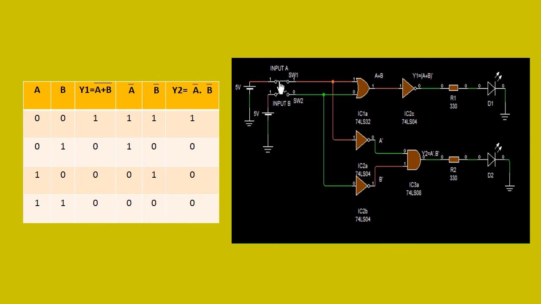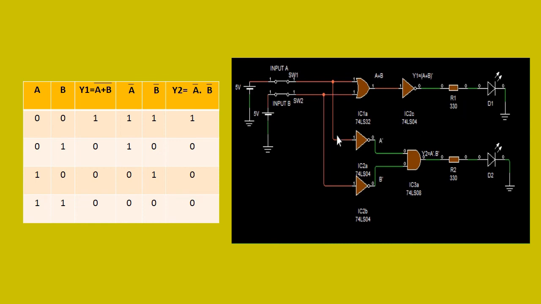Last condition, when A is 1, B is 1. Both inputs are at logic high state. So this is 1, this is 1. So here we get 1 output. This 1 output is connected with this NOT gate, so the output terminal of the NOT gate is 0. So the LED will not glow. So Y1 is 0.